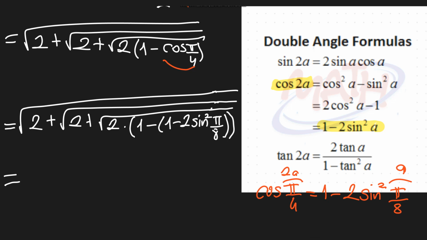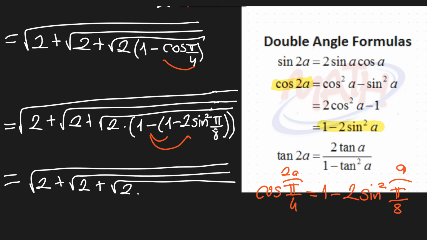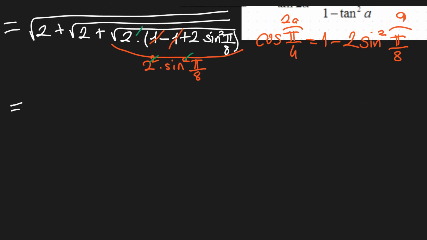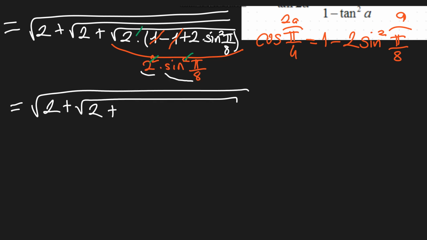In this step, we can distribute this negative sign into the parentheses. So it is 2 times 1 minus 1 plus 2 times sine square pi over 8. 1 and negative 1 cancel. Let me rewrite this expression only. 2 times 2 times sine square pi over 8. 2 times 2 is 2 square. So squares cancel square roots. So we get rid of the third square root. Now we just have 2 square root here. We got 2 times sine pi over 8.